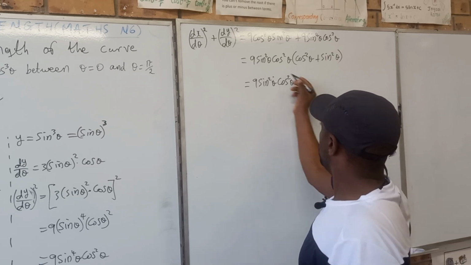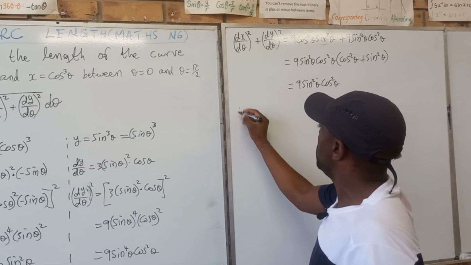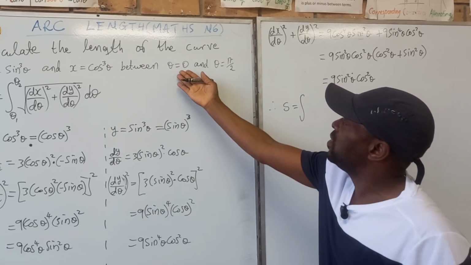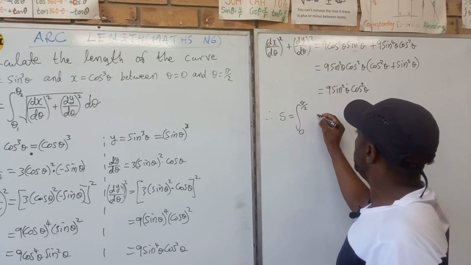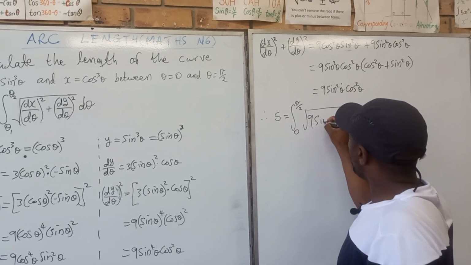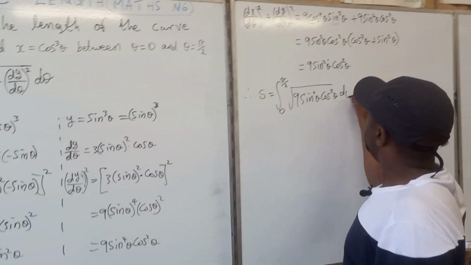Then you realize that this item can be handled under the square root sign in the formula. So it's therefore time to start integration. Theta 1 is the lower limit, which is 0. Theta 2 will be the upper limit. Then I'll get the square root of 9 sine square theta cos square theta d theta.